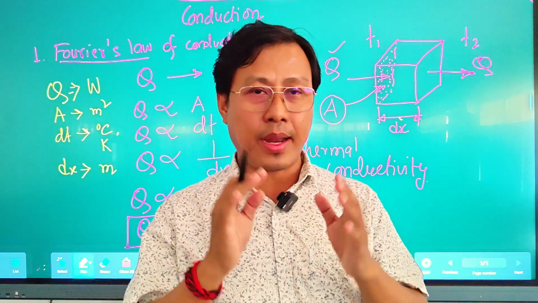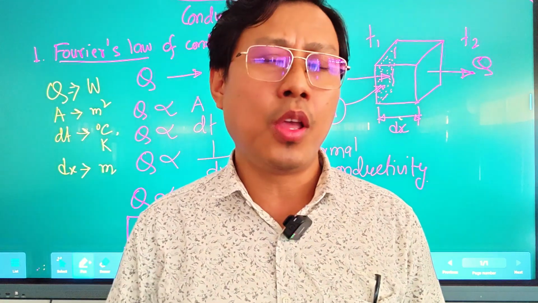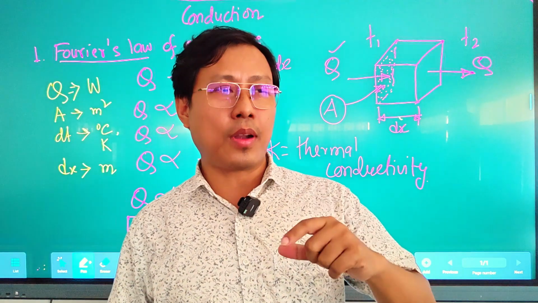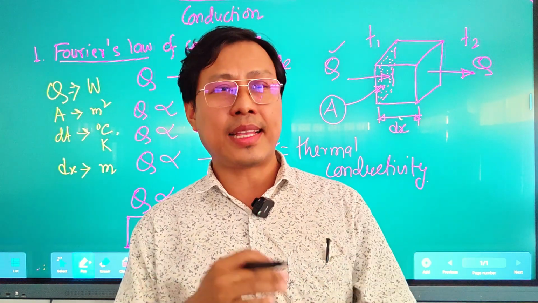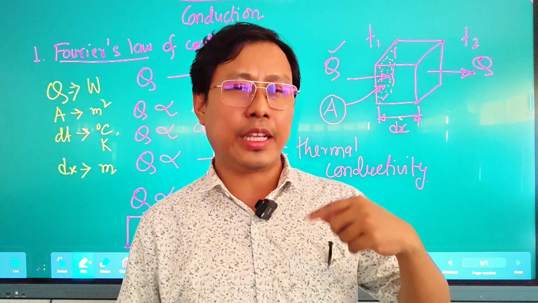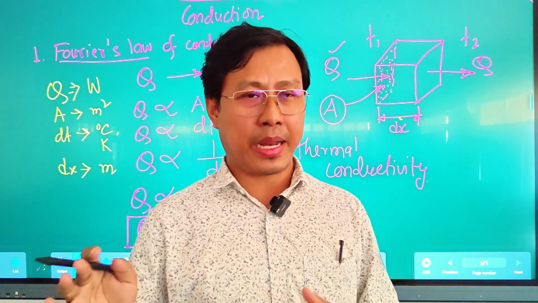So if we summarize this Fourier's law, we know that the heat conduction takes place in such a way that the rate of heat flow will depend on some parameters.